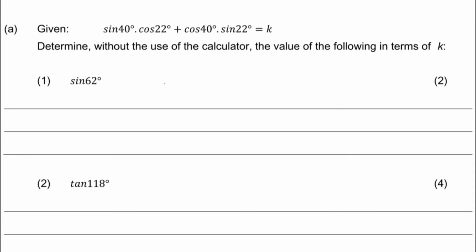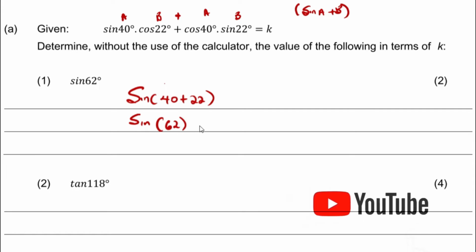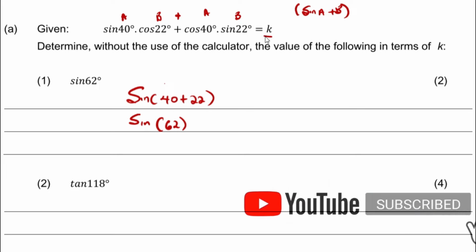Now looking back at our question, we understand that this here is a compound identity. I understand it's a compound identity because this represents A, this represents B, this represents A, this represents B. So it's the sine compound identity where, if this is a plus, this here would be sine A plus B. If that's the case, our question can be written as sine 40 plus 22. And as you know, 40 plus 22 gives you 62. And if this whole thing is k, it means that sine 62 is equal to k.